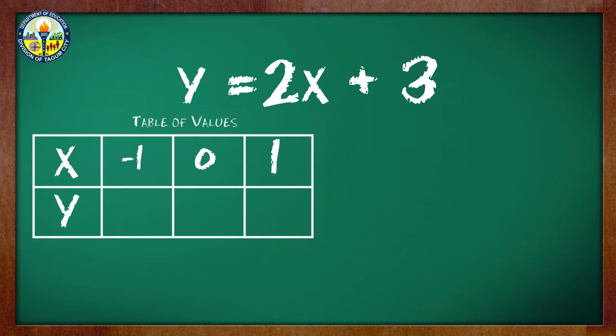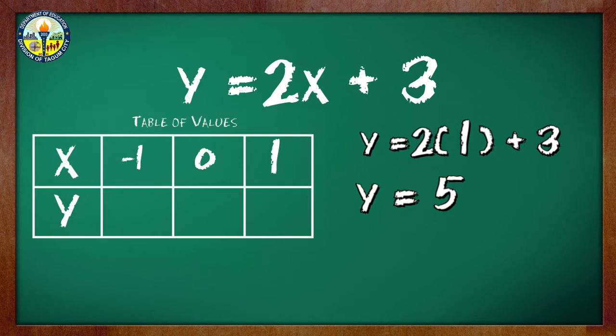What is y when x is 1? Using the equation y equals 2x plus 3, we will substitute x with the given value 1. Then, simplify. So, y becomes 2 times 1 plus 3, which is equal to 5. So, y value is 5.